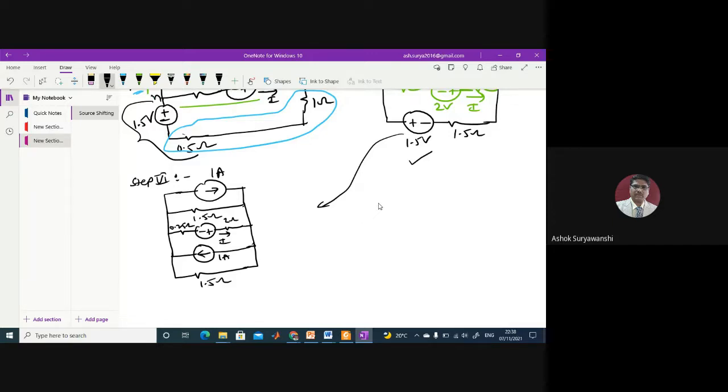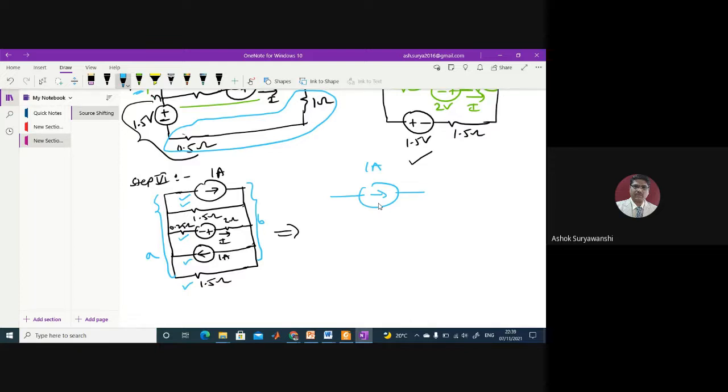Okay, now you can look at this particular circuit. I can draw this circuit in this way also, just for your understanding purpose. This is 1 ampere, and suppose this is one side, node A, and the other side is node B. So this is 1 ampere, 1.5 ohm, then this middle branch, then 1 ampere and 1.5 ohm. All these are in parallel.